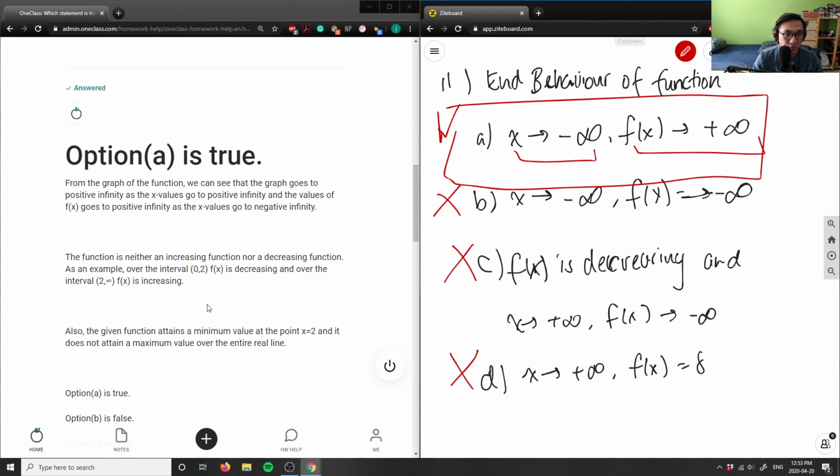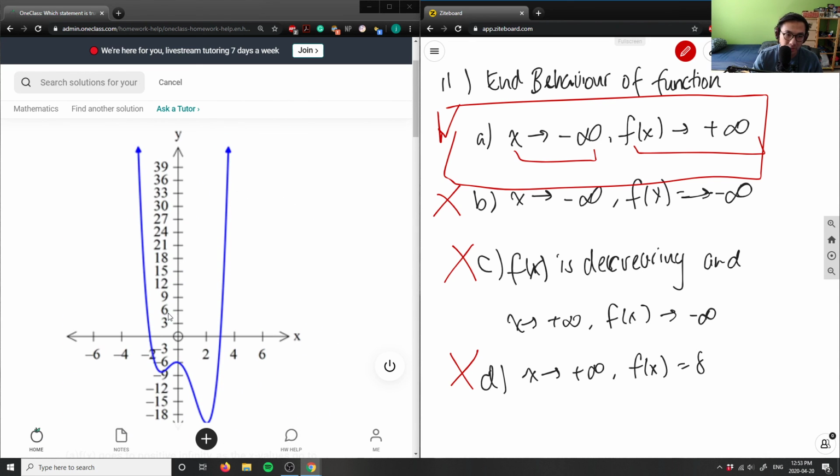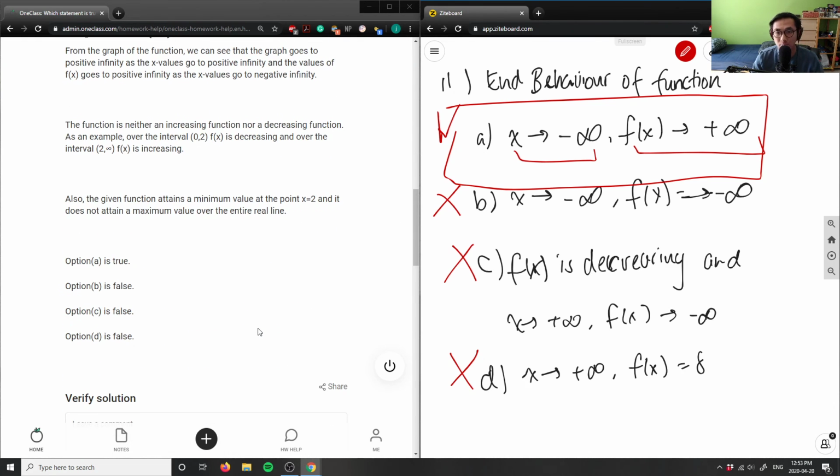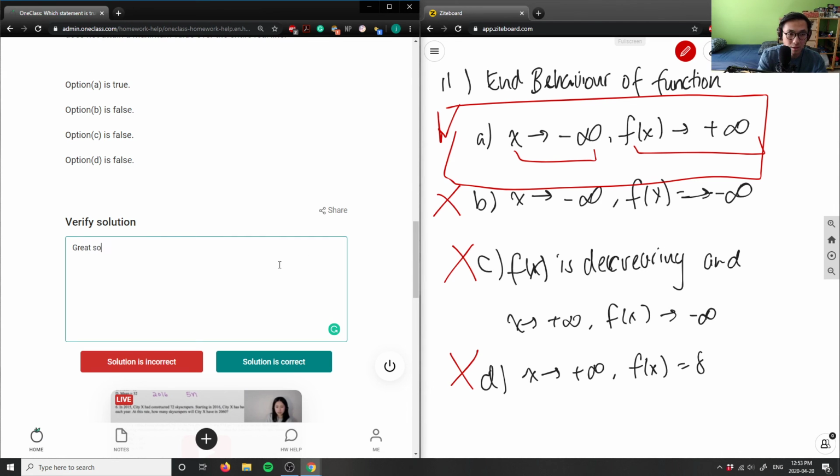And again, D is also false because my f of x here is much greater than 8, right? It doesn't simply just stop here as x approaches infinity. So this here, option A is true. So great logic, great solution. And this here is a perfect solution. Great solution and analysis here.